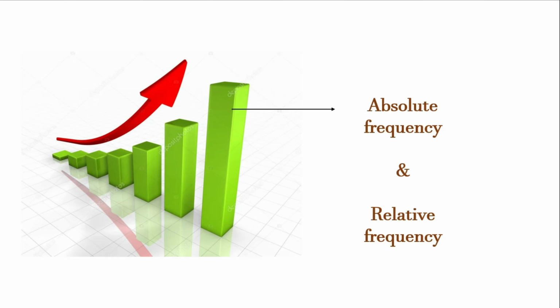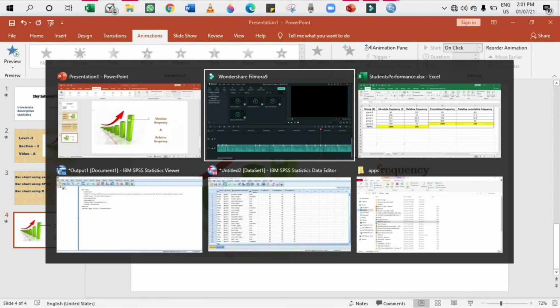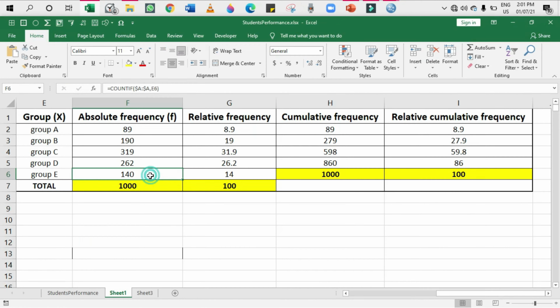Okay, that's all for the intro, and let me go to the Excel sheet. This is the data set that we're going to use, and I'm going to put a bar chart for the group variable. In the previous video, we were putting a frequency distribution table for the variable group, right? So I'm going to use the same frequency distribution table in order to put a bar chart. So select the group and the absolute frequency column. As I said before, we can put a bar chart for both absolute frequency as well as the relative frequency.